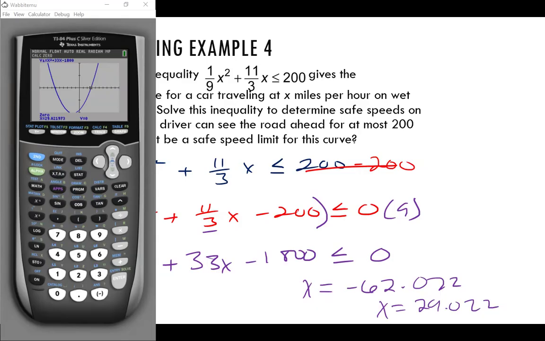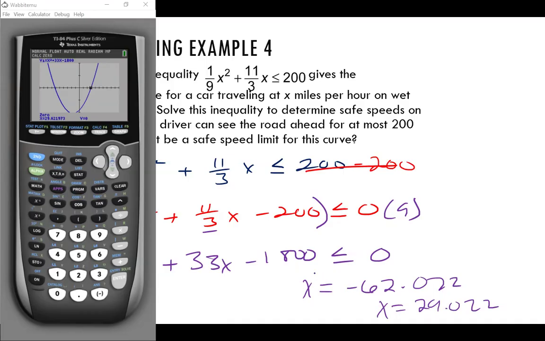All right. So we have two values here. These two values are based off of the original problem, correct? The original problem is asking us for a safe distance of speed. Can you have a negative speed? You can't. So when we're answering this, we have to keep in mind that this is a real world problem. So we have to make sure that it matches the real world solutions.